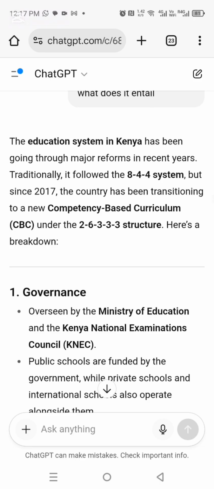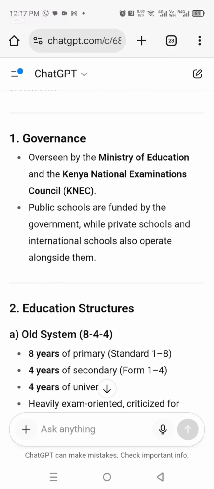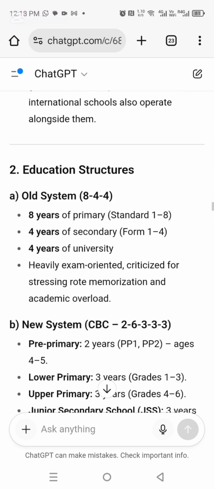The education in Kenya has been going through major reforms in recent years. Traditionally, it followed the 8-4-4 system, but since 2017, the country has been transitioning to a new competency-based curriculum, the 2-6-3-3-3 structure. Here's a breakdown. So the governance is by the Ministry of Education and NEC. Public schools are funded by the government, while private schools and international schools also operate alongside them.